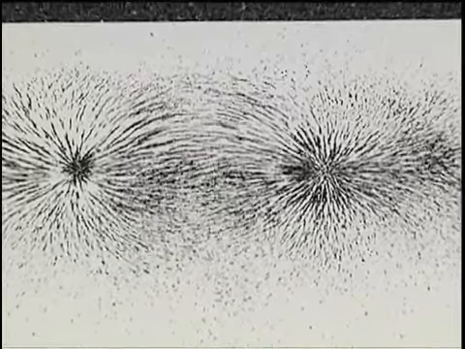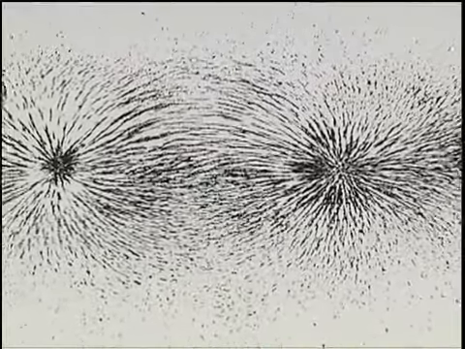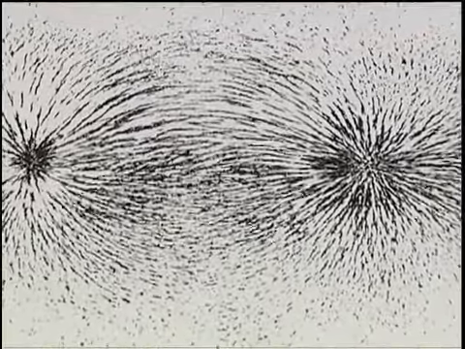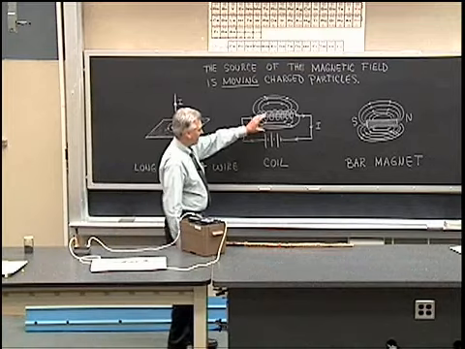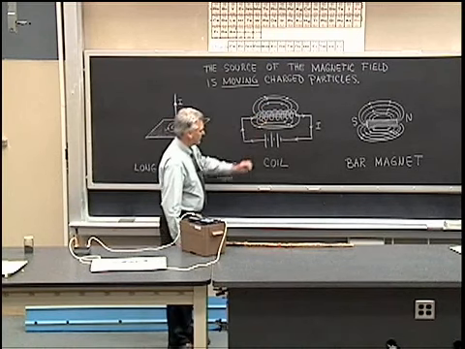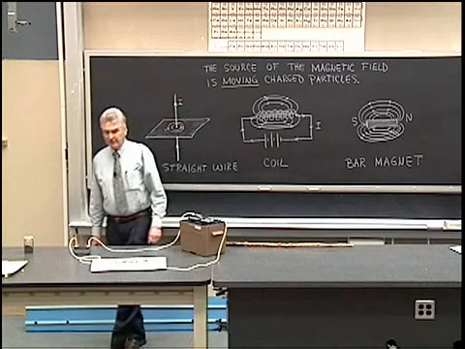And you can see the shape of the magnetic field lines as those iron filings line up in the magnetic field. And here's an attempt at drawing the shape of the magnetic field associated with the current in a coil of wire.